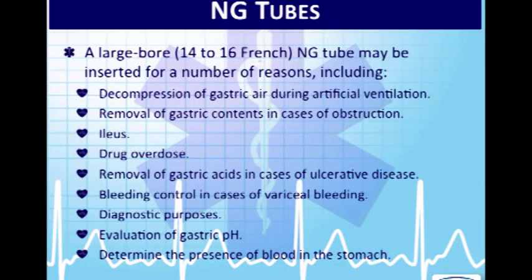NG tube is also something that I think paramedics need to be very familiar with, and in many agencies you can actually put in NG tubes, and they're used for a number of different reasons. If the intestines are obstructed, we can help by decompressing the air by putting an NG tube in and then hooking them up to suction. We can suck out any contents. If somebody overdosed, we need to take out their pills. We want to suck out the stomach, an NG tube can do that.